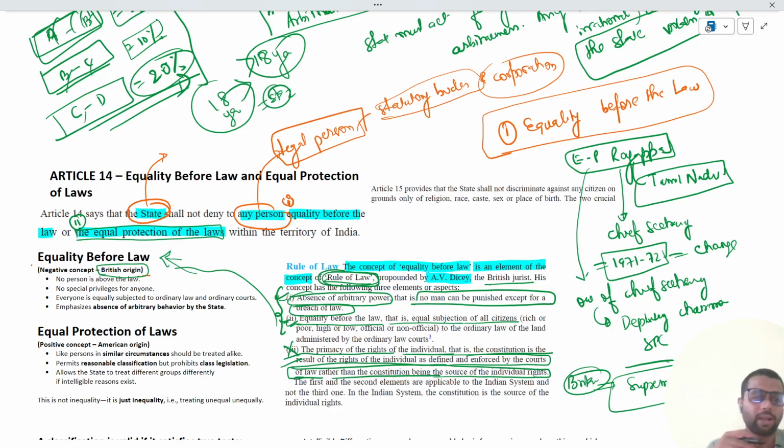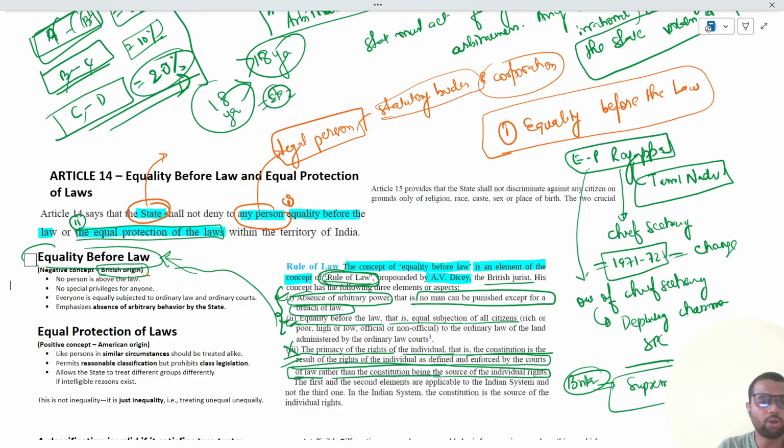So tomorrow, if somebody asks you whether equality before the law is of British origin, yes. Whether it has been taken from Dicey's theory of the rule of law, yes. Not all the part, some part. Which part is not taken? The part which says that it is not the Constitution that is the source of a citizen's right, but it is the law that is enforced by the court. So that part is not the part of equality before the law, it is the part of the rule of law, not equality before the law.